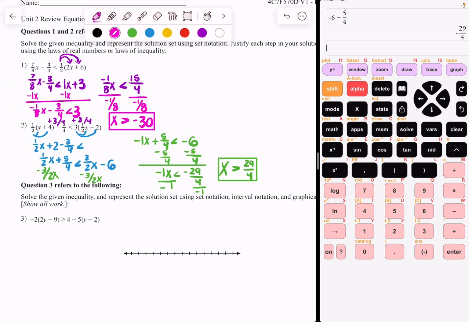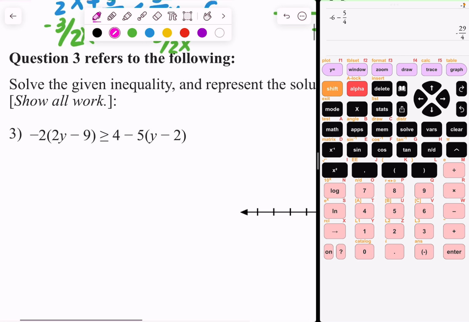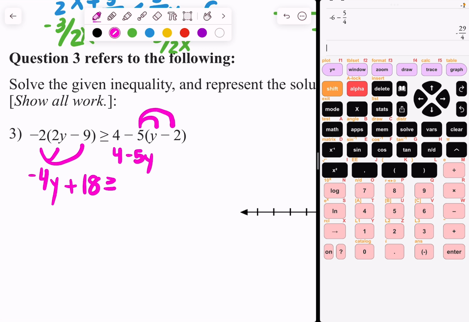Alrighty, let's go ahead and look at number 3. -2 times 2y is -4y. -2 times -9 is +18. Is greater than or equal to 4. Distribute this -5. -5 times y is -5y. -5 times -2 is +10. Then 4 plus 10 is 14 minus 5y. Or you could write -5y plus 14. Either one is fine. I don't want my y on both sides, so I'm going to add 5y to both sides.